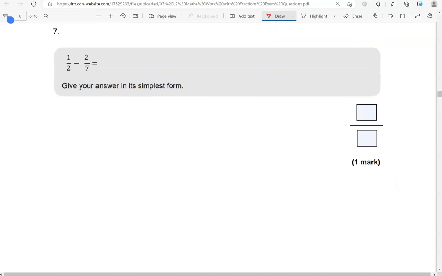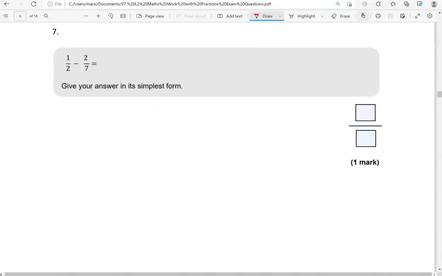Half, take away 2 7ths. Give your answer in its simplest form. So a common denominator would be 14. To get from 2 to 14, we multiply it by 7. So we'll do the same to the top number. 1 times 7 gives us 7.